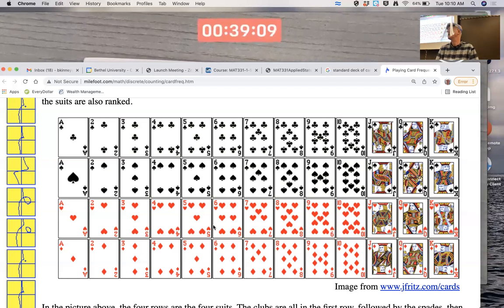Probability of getting a face card, Jack, Queen, or King: 12 out of 52, which reduces to what? 3/13. So those are examples of some pretty basic probabilities that you can figure out. But then it can get a little trickier. Not terribly hard, but a little trickier.